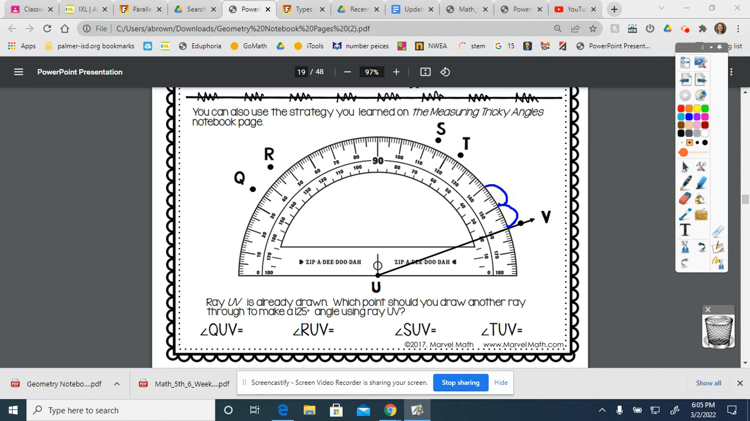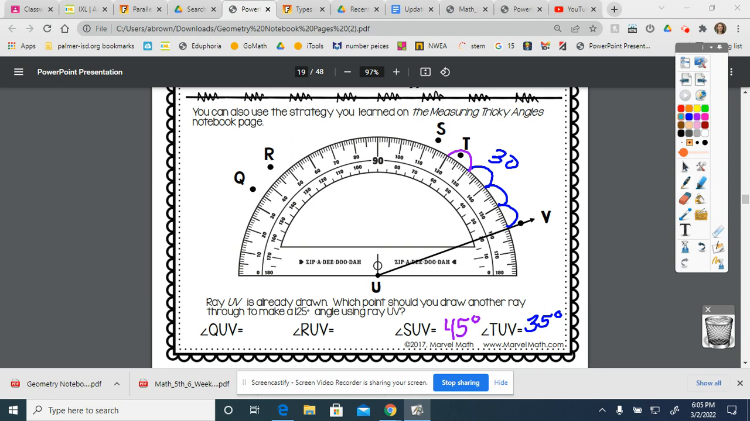Okay, 10, 20, 30. So this is 30. Okay. So T right here is just 5 away from 30. So ray T is going to be a 35-degree angle. Okay. Let's keep going over to S. So that we're at 30 here. Another 10 will be 40. And then it's another 5 there. So SUV is 45 degrees.